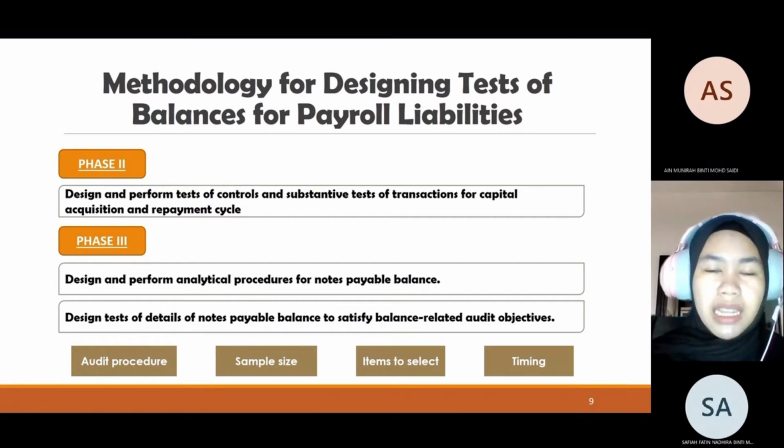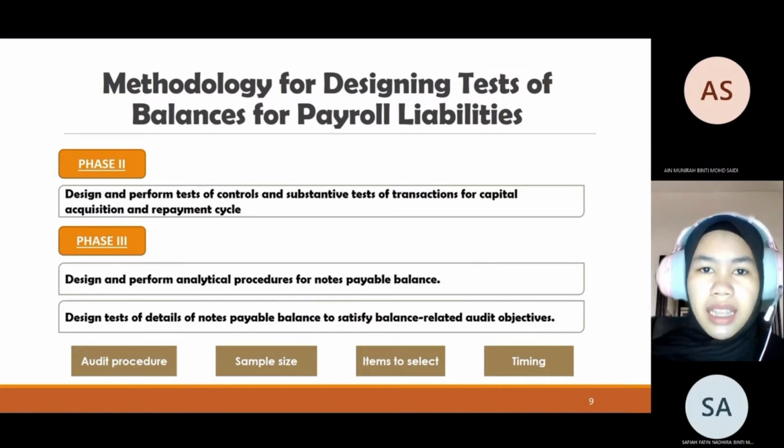In the last phase, we have to design and perform analytical procedures for the notes payable balance and design tests of details of the notes payable balance to satisfy the balance-related audit objectives. Analytical procedures are essential for notes payable because tests of details for interest expense and accrued interest can frequently be eliminated when results are favorable. Tests of details of notes payable will be designed with respect to audit procedures.